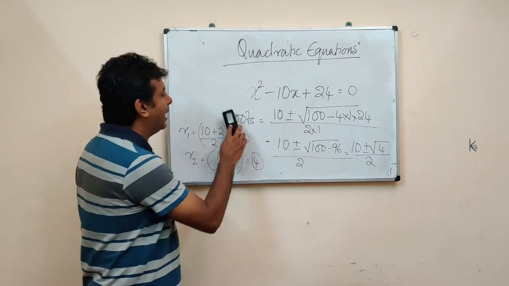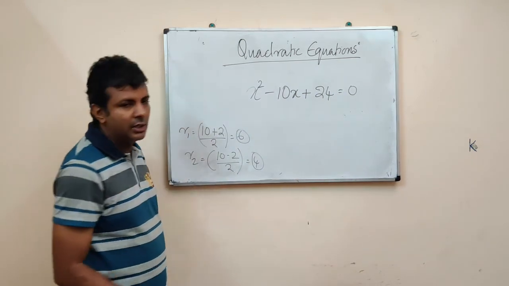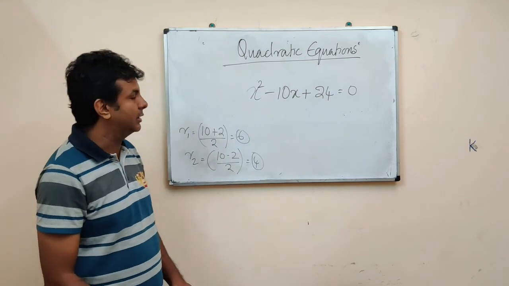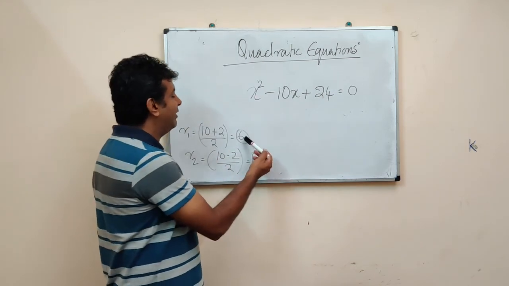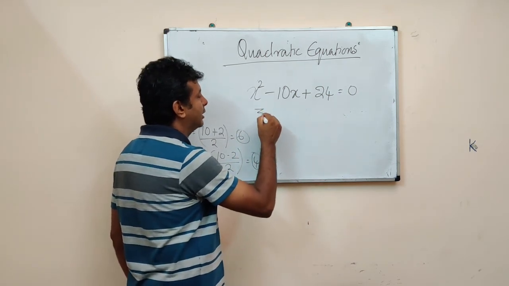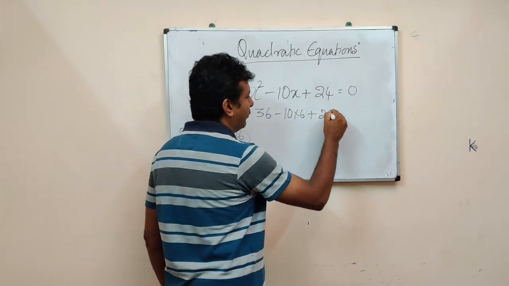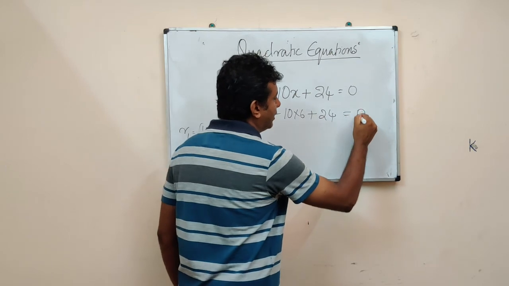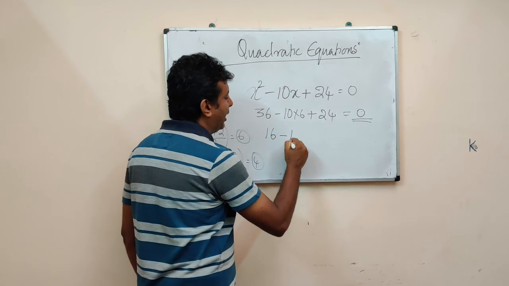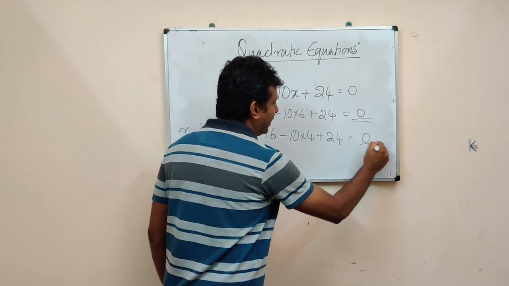Now let us look at why they are called roots. I explained earlier that they are called roots because when you substitute the value of each one of them in this equation, it will be equalized. Now let's see, if we put the value of 6 for x, what will this equation turn out to be? It is 36 minus 10 into 6, that is 60, plus 24, and when you add up you get 0. Now when you put the value 4 here, it will be 16 minus 10 into 4, 40, plus 24, again it results in the value 0.